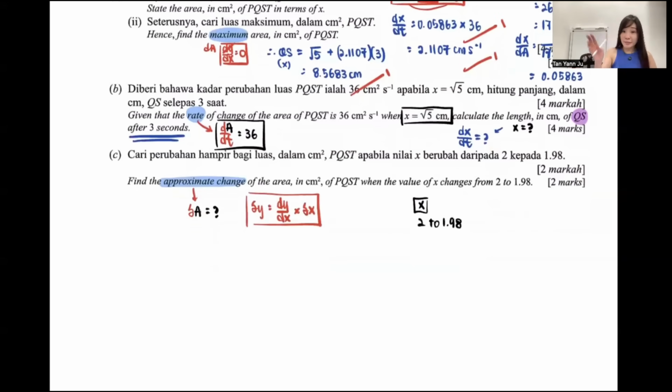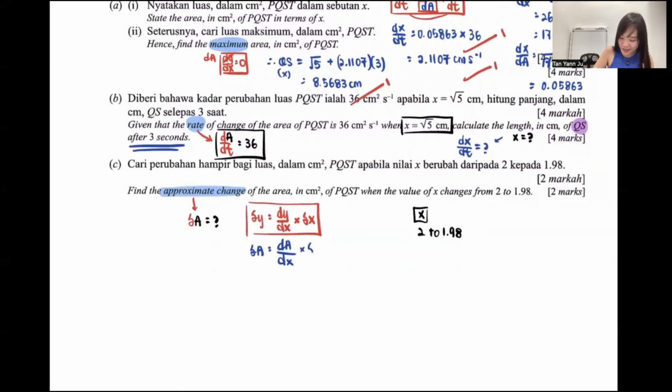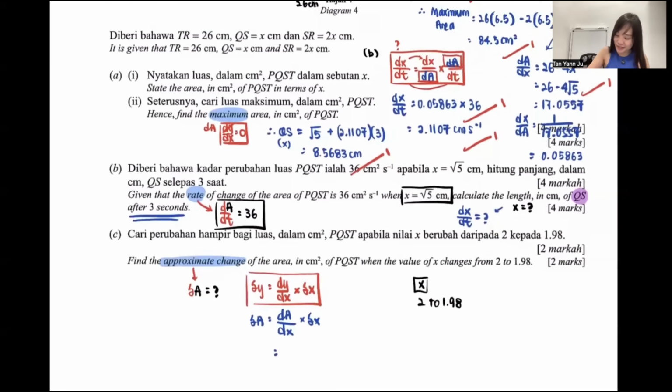Now I start to substitute. First thing, you want to find A, so the y becomes A, and the x is still x. Now you need dA/dx. Where do I get dA/dx? No need, my dear, we already have it: dA/dx equals 26 minus 4x. Can you see that?